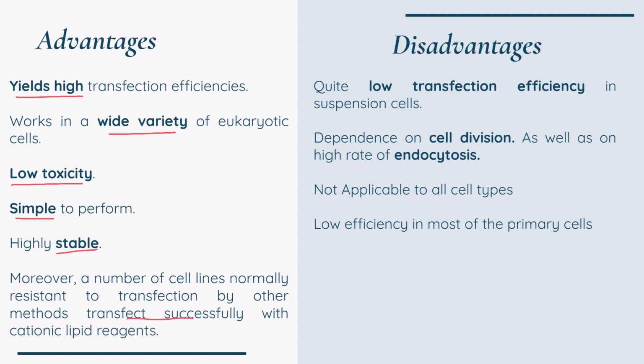Now the disadvantage is that the transfection efficiency can be quite low. As I said, some endosomal vesicles can be identified by our lysosome and degradation can occur. So the transfection efficiency is quite low. Then the dependence on cell division as well as on a high rate of endocytosis means it is not applicable to all cell types, and low efficiency in most primary cells are some problems.